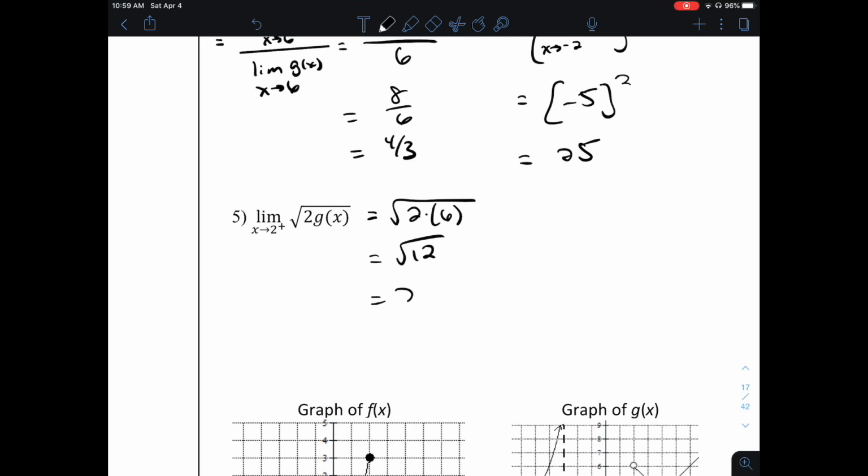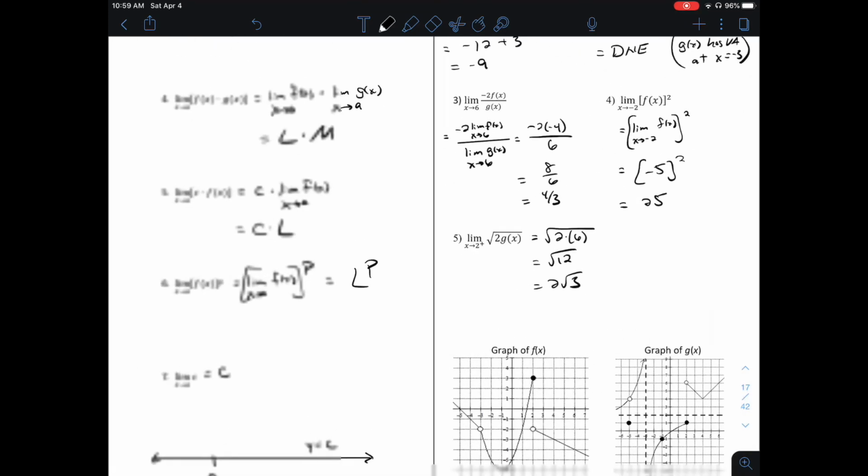This is the square root of 12. You could simplify this and make it 2 square roots of 3, but you don't need to. Because once again, in AP Calculus, unless it's a multiple choice, we don't need to simplify anything.